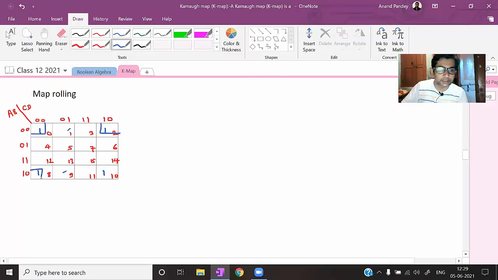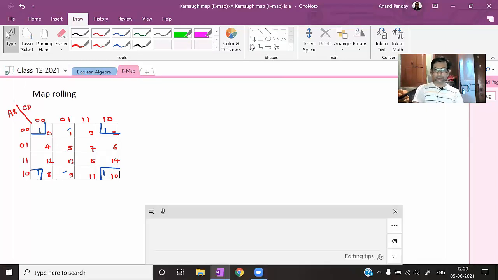And see how I am drawing. Exactly like this you should draw. 1/4 part of each box I'm taking. So this is one of the possibilities of a quad. You can draw like this also. Okay, so this is the concept of map rolling, and please remember this while you are making a group.